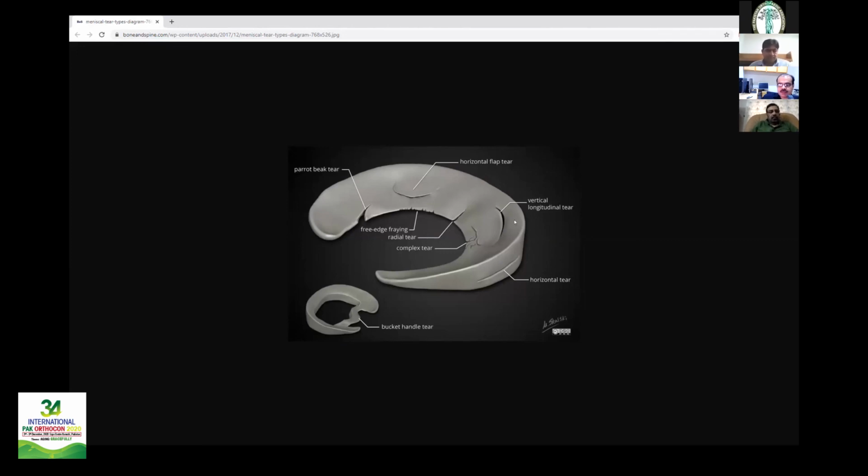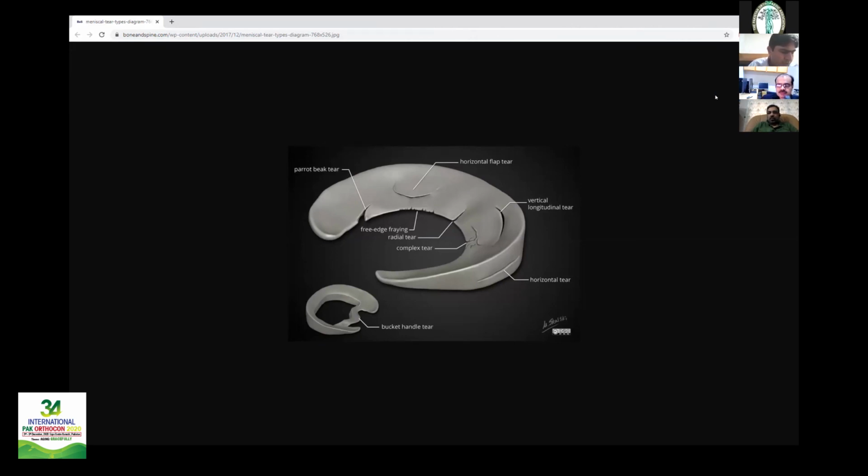A bucket handle tear is a more complicated vertical longitudinal tear, which is extending all the way from the anterior to the posterior part and then separating these two parts away from each other, forming a bucket handle sort of thing. Like this is a bucket and this is the handle of the bucket. So this is a vertical longitudinal tear rather than a radial tear, which is going to split the meniscus in this direction. Okay, thank you.